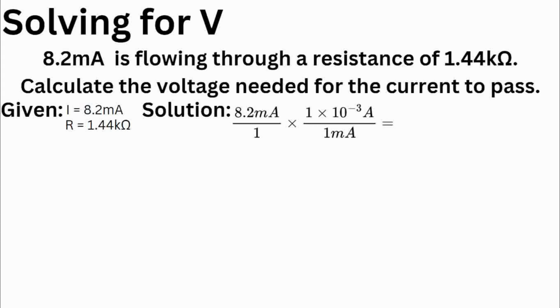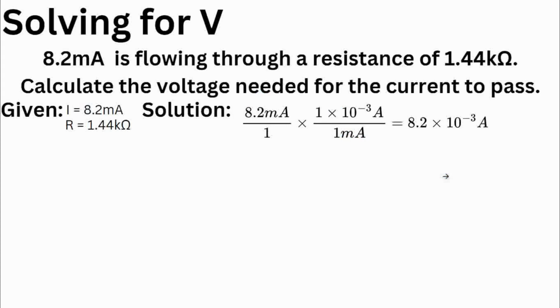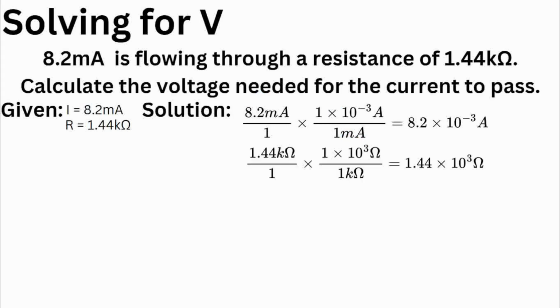So it's just 10 to the power of negative 3. As you can see, the units here cancel, right? The milliamps on top and the milliamps below cancel. Put that in your calculator and you'll end up with 8.2 times 10 to the power of negative 3 amperes.